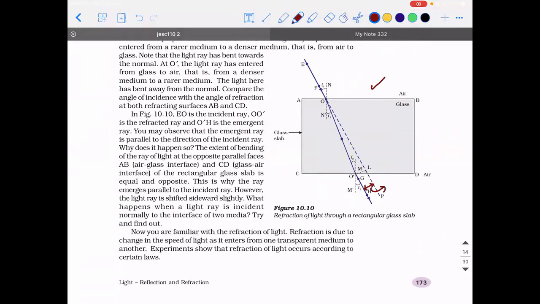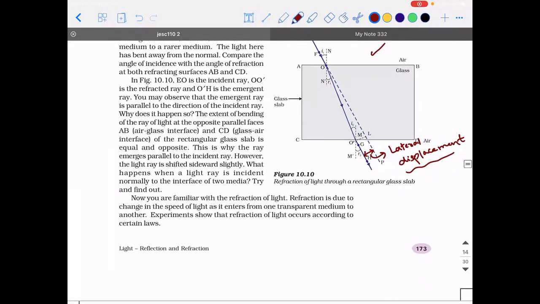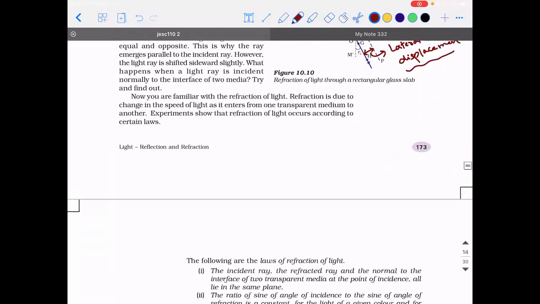The distance between the emergent ray and the extended incident ray is what is called as lateral displacement.